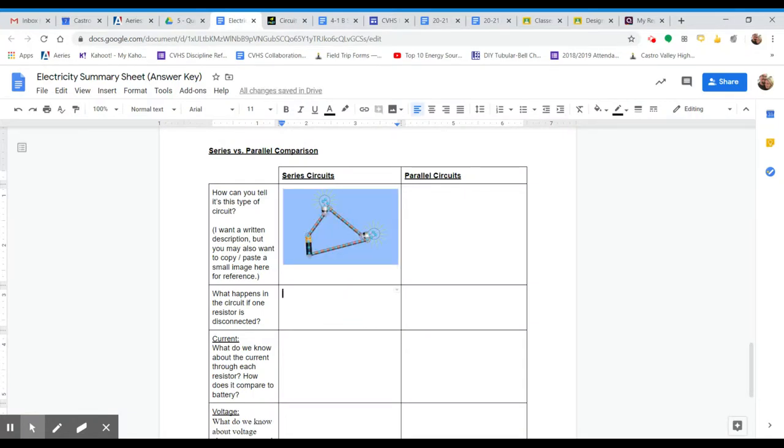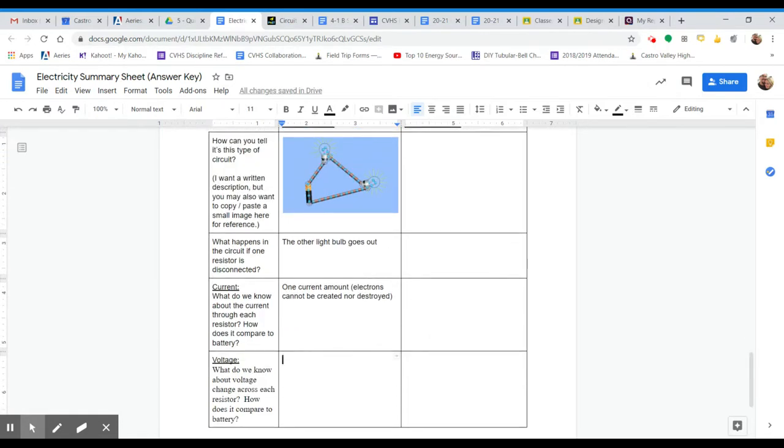So what happens if we disconnect one of the light bulbs, the other one goes out. So they both have to be connected in order for it to flow. We know that if there's one loop, there's only one current. And for voltage, we know that the voltage divides up between the two light bulbs or resistors.